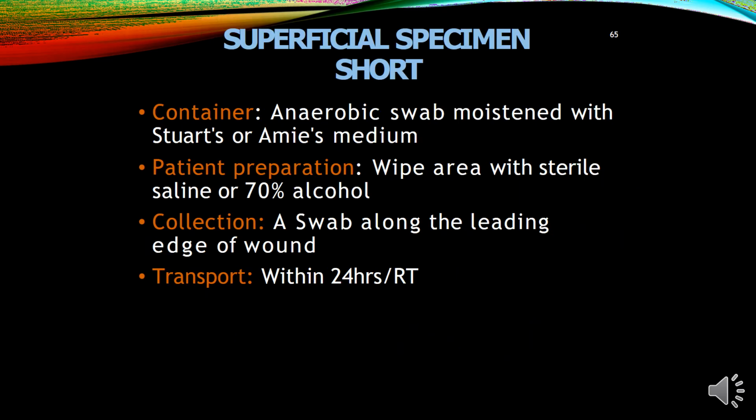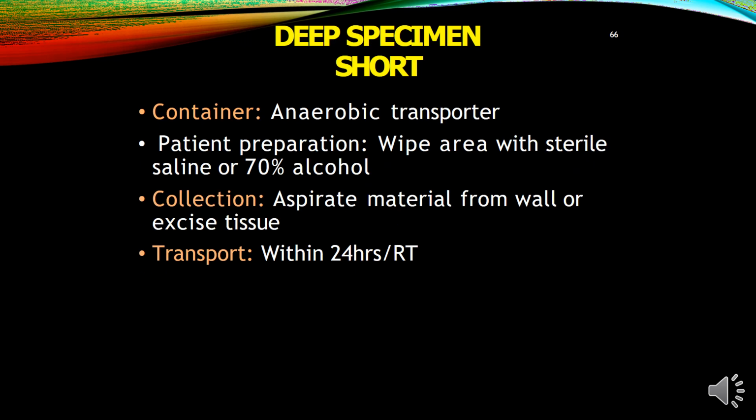Superficial specimens: the container used is an anaerobic swab moistened with Stuart's or Amies media. Patient preparation is done with 70% alcohol wipes. Collection is by swab along the leading edge of the wound, and transport. For deep specimens, the container is anaerobic transport, and collection is done by aspirating material from the wall or the excised tissue.